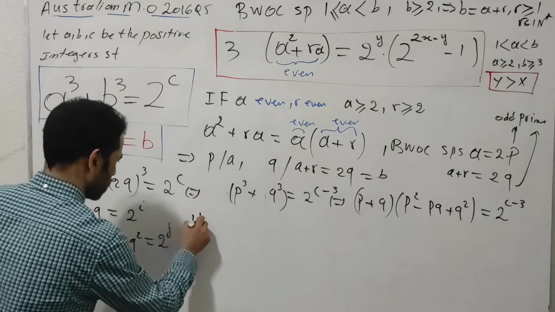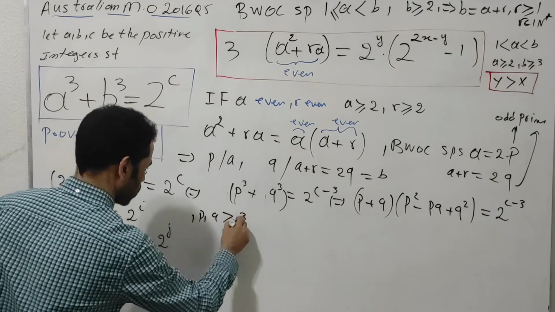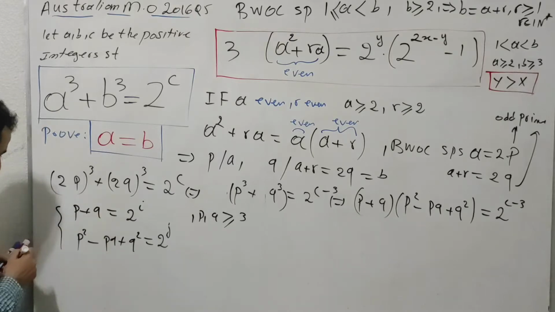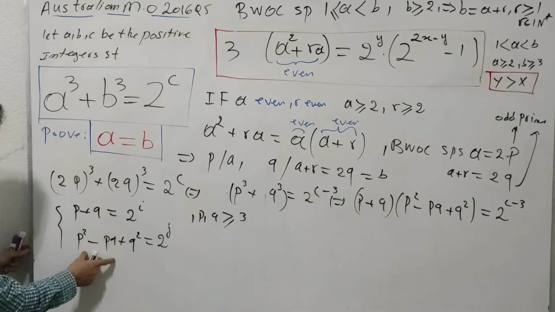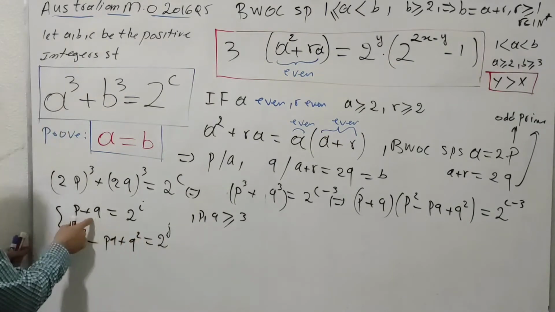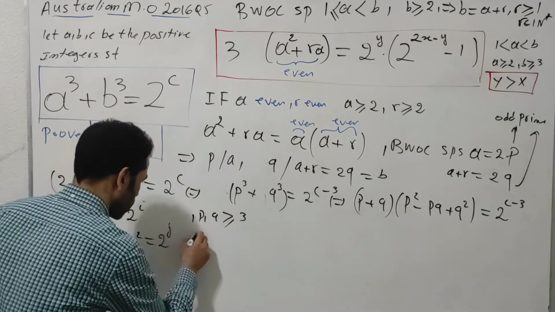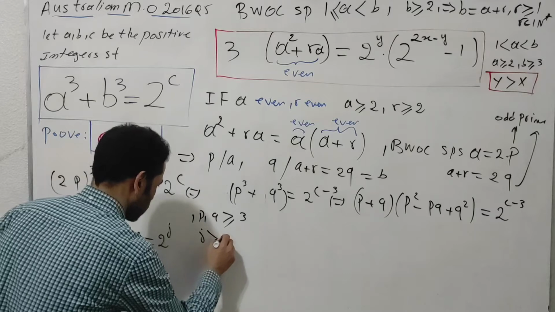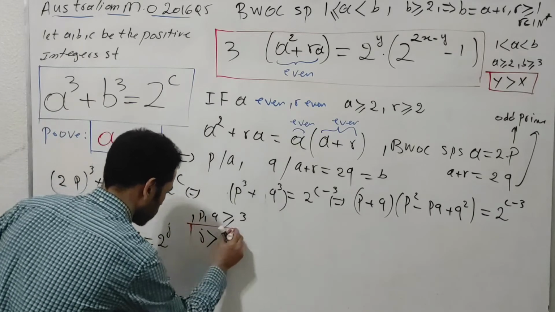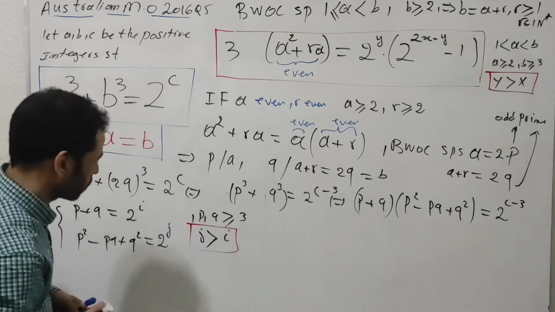Since p and q are greater than or equal to 3 as odd primes, that means this term is bigger than this term, because the quadratic form grows more quickly than the linear form. So this one is arithmetically bigger than this one. That means j is greater than i. This is very important. I'm going to use this in our assumption.